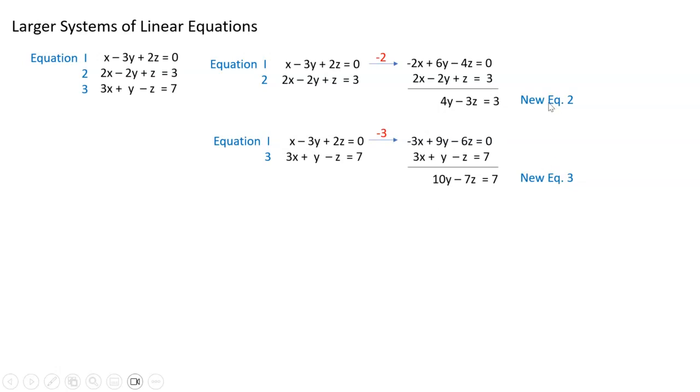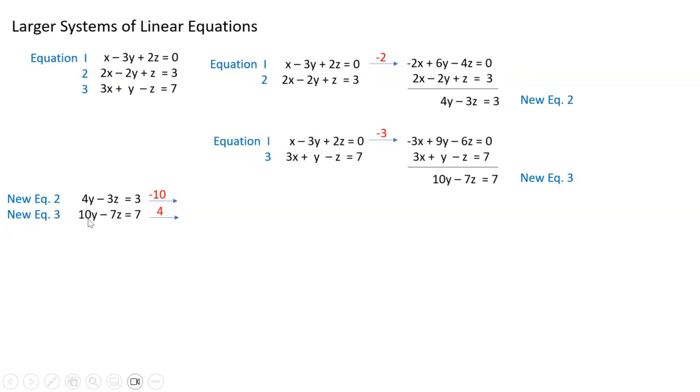Now I'm going to take the new equation 2 and the new equation 3 and eliminate the y's. Which means equation 2, I need to multiply by -10, and equation 3, I need to multiply by 4. At times you can also use the least common multiple of 4 and 10, which would have been 20. But students sometimes don't know how to find that, so I just tell them to multiply.